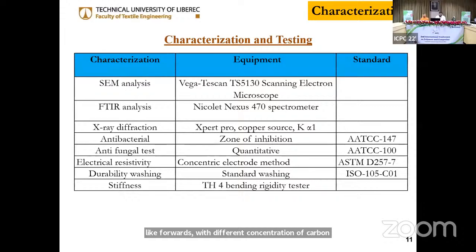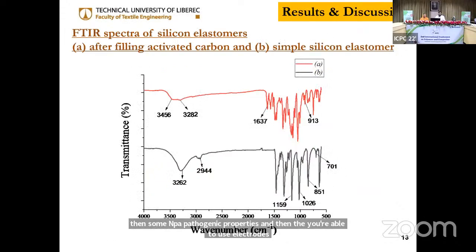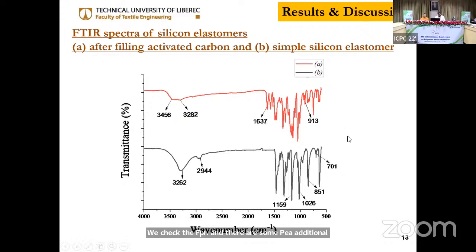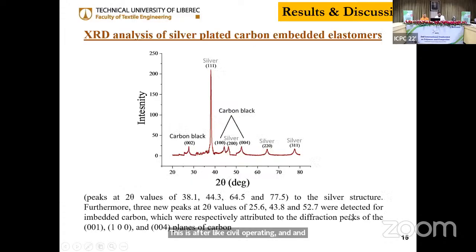Here are some characterization techniques regarding surface characterization, anti-pathogenic properties, and the durability of these electrodes. After imparting the carbon particles into the silicone elastomer, we checked the FTIR, and there are some additional peaks which are the justification of carbon particles. Here we can see the SEM analysis of the embedded carbon particles in the elastomer, and this is after silver electroplating, with their respective EDS spectra. The presence of carbon particles and silver was confirmed by XRD analysis, with peaks associated with carbon and silver.